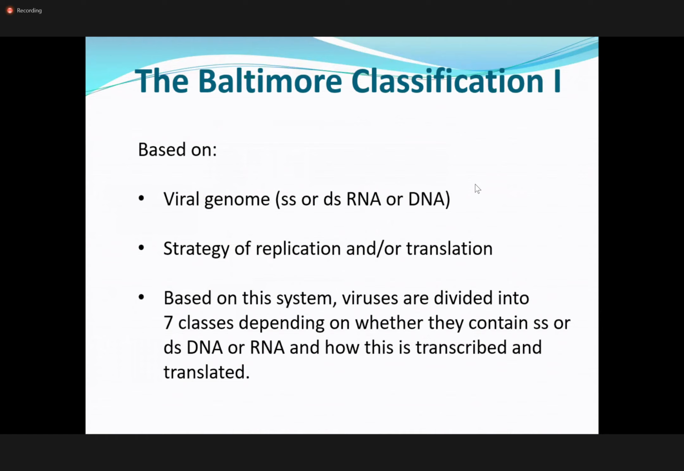So before I start with the Baltimore classification, let's just talk about this COVID-19. The press calls it COVID-19. Everyone knows it as COVID-19. But in actual fact, COVID-19 refers to the disease, not to the actual virus. The real accurate name for this virus is SARS-CoV-2.